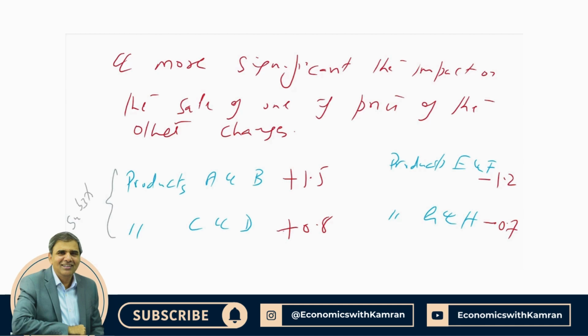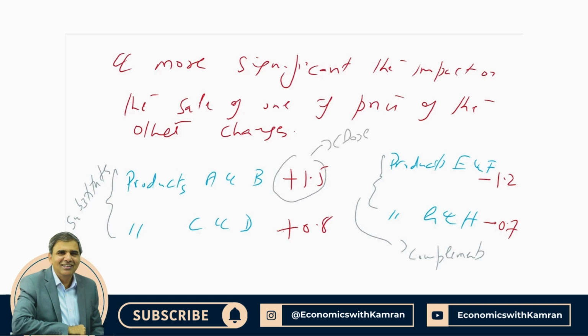Because the sign is positive. And these two are complements as the sign is negative. But now let's further differentiate between them. Plus 1.5, A and B, is more than 1. So it is close substitutes.